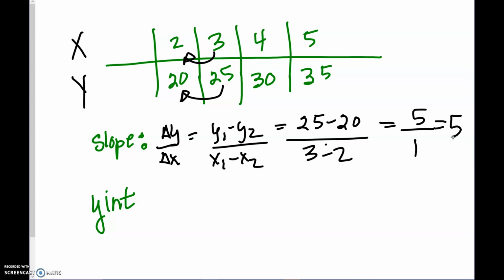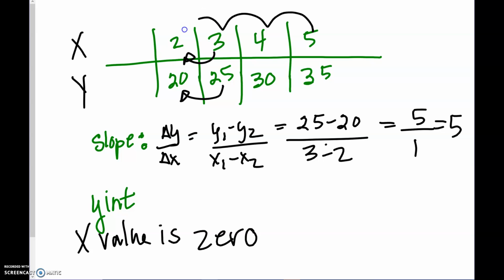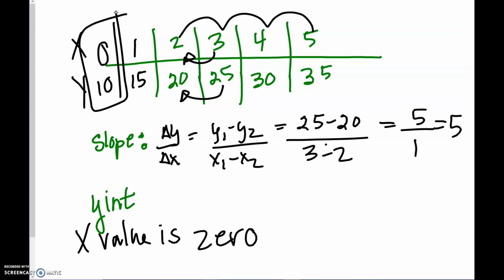Now, what is the Y-intercept? Remember, to be the Y-intercept, the X value is 0. So if the X value is 0, then we have the Y-intercept. So keep the pattern going: 5, 4, 3, 2, 1, 0. So I have to do 2 more places, counting by 5s. So this one would be 15, and this one would be 10. So this now represents your Y-intercept. So the Y-intercept is 10.